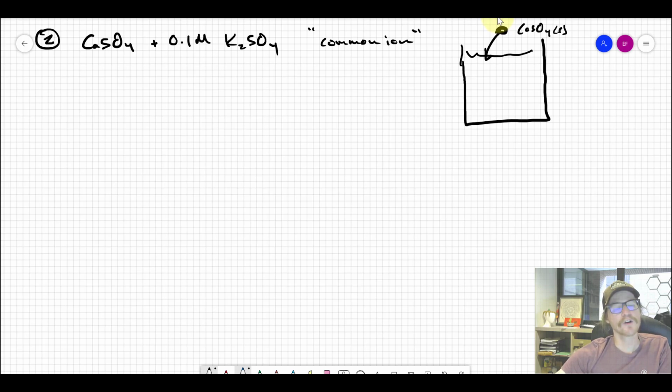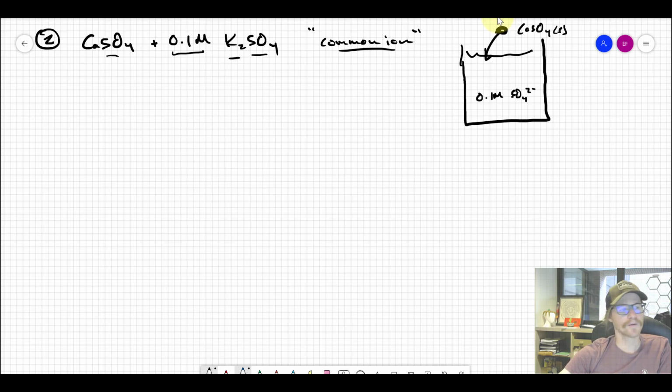But this time we have an existing ion concentration in the solution that's common to one of the ions that's going to actually dissociate, which means we've already got 0.1 molar sulfate ion hanging out in solution. We also have 0.1 molar potassium, or actually 0.2 molar potassium because there's two of them there. But really, for the common ion consideration, we're really only concerned about the sulfate. So same setup to begin with.